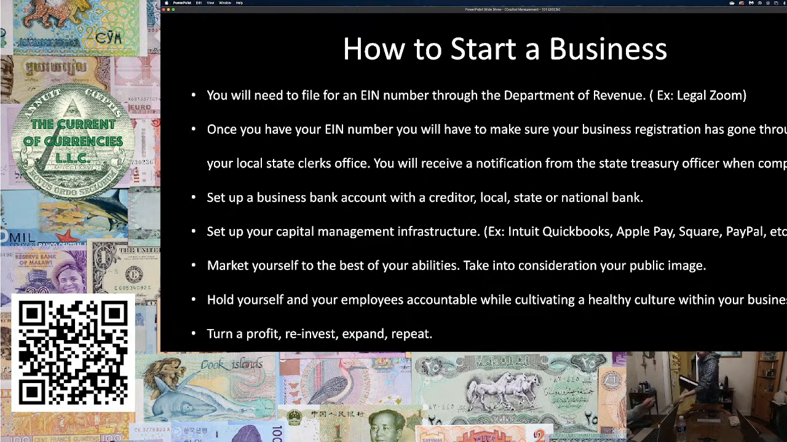So just get a paper like this, just denoting that the state treasurer has reviewed and accepted your business as a legal business within the state of New Jersey.